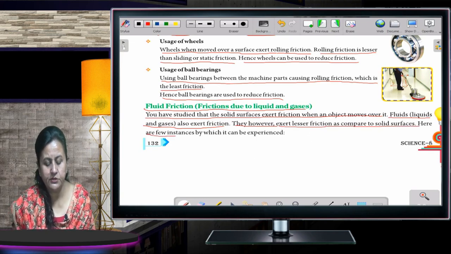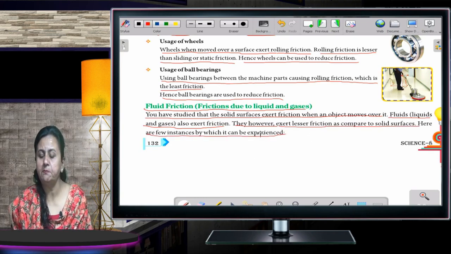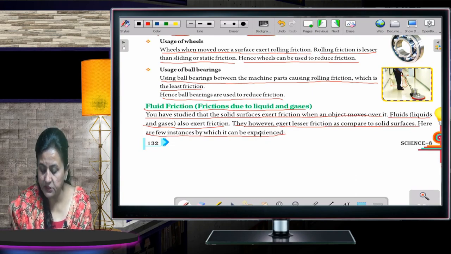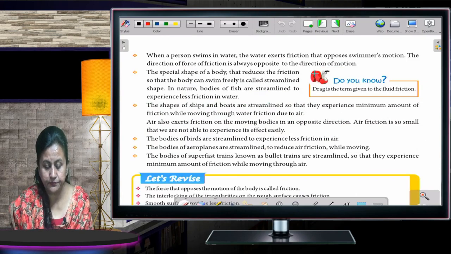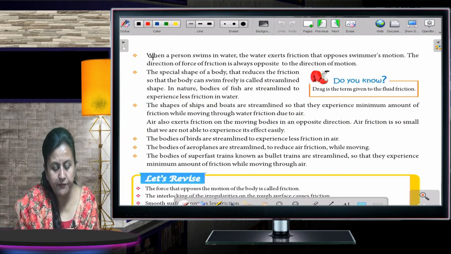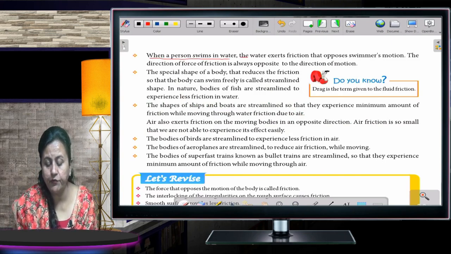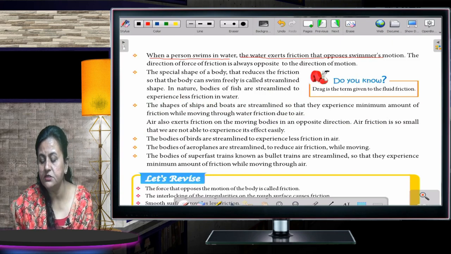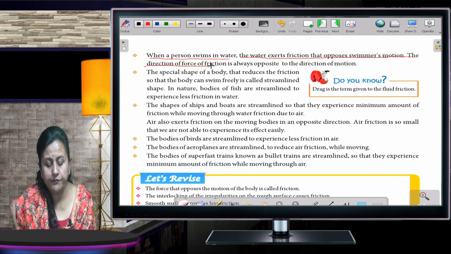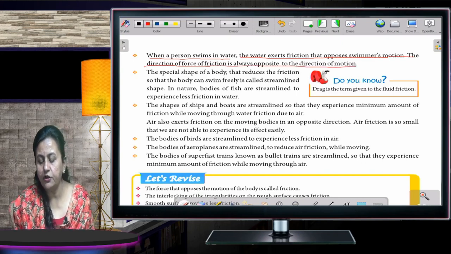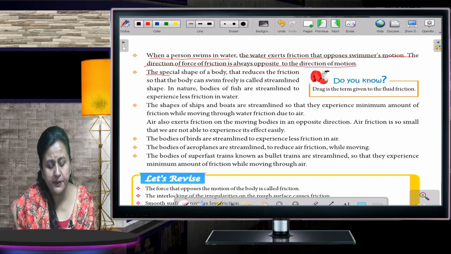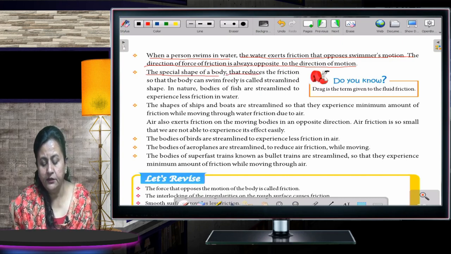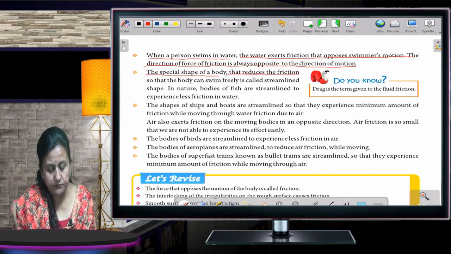Here are a few instances by which it can be experienced. I am going to tell you all those examples now. See, the first one is when a person swims in water, the water exerts friction that opposes the swimmer's motion. The direction of force or friction is always opposite to the direction of motion. The special shape of a body that reduces the friction so that the body can swim freely is called streamlined shape.